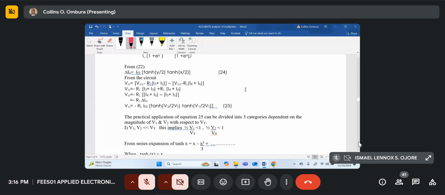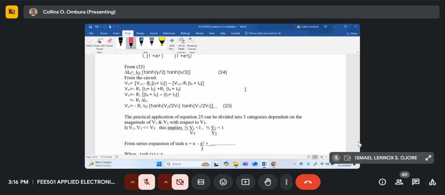So in the next class, we'll consider these 3 possible outcomes, depending on the magnitudes of V1 and V2, and then go to the preconditioning circuit. Because from 25, we now know the exact expression of how the output varies as a function of V1 and V2. So it will give us a way of how to design the preconditioning circuit.